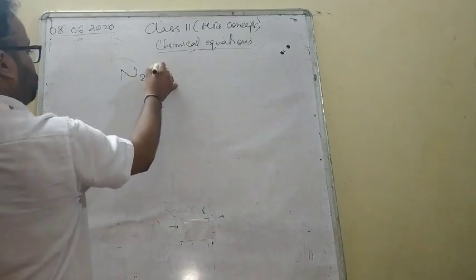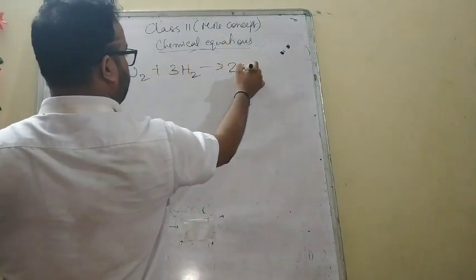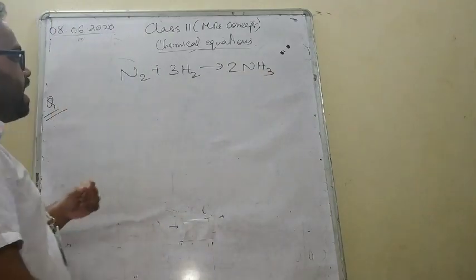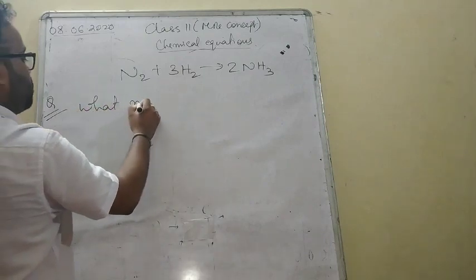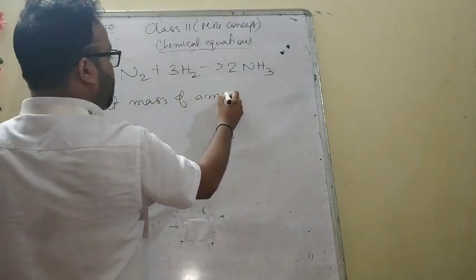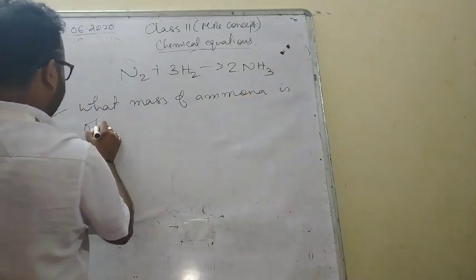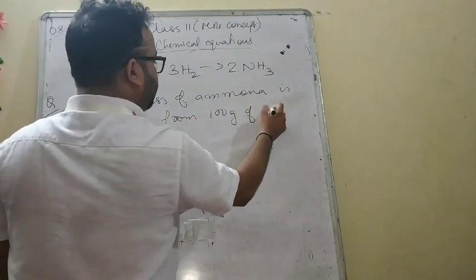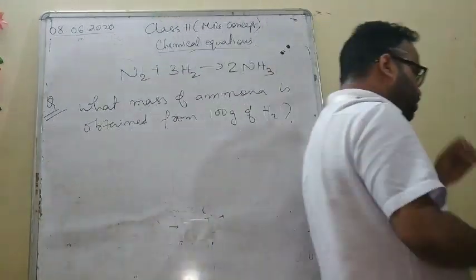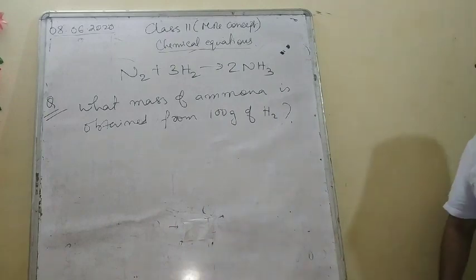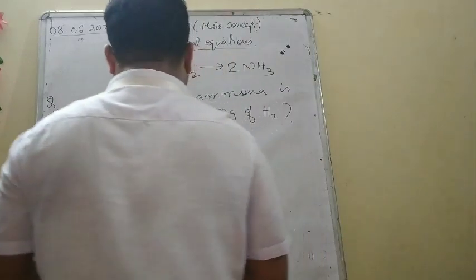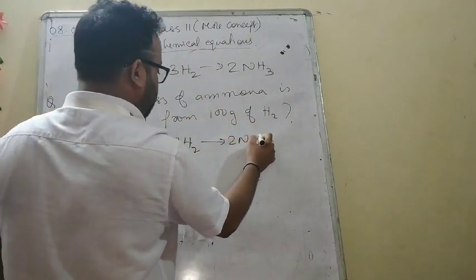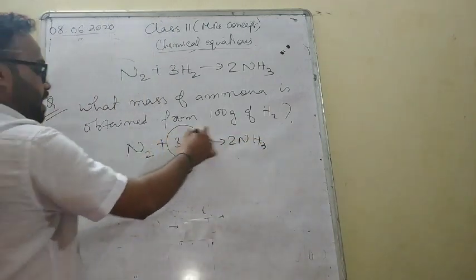One more I am telling. Suppose this is the equation. So I ask you, what mass of ammonia is obtained from 100 gram of hydrogen? If I ask you, what mass of ammonia is obtained from 100 gram of hydrogen, so what will you do? You are asked ammonia and you are given hydrogen.